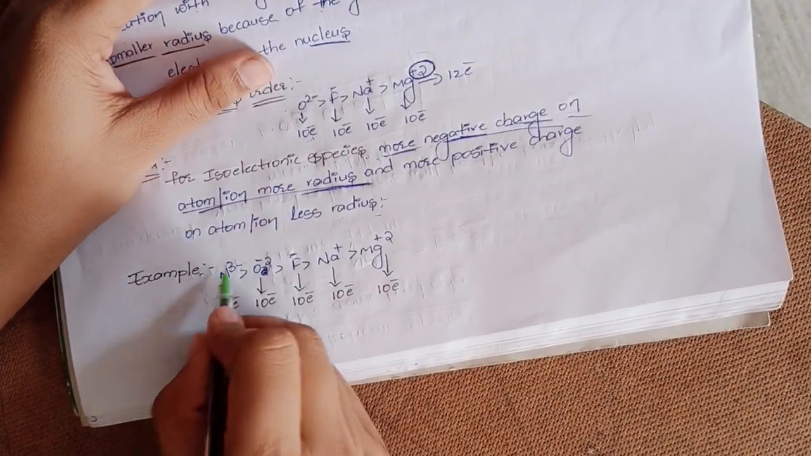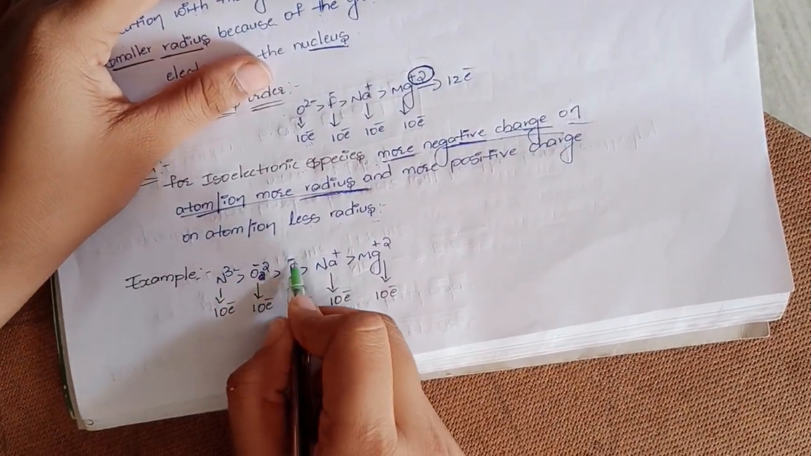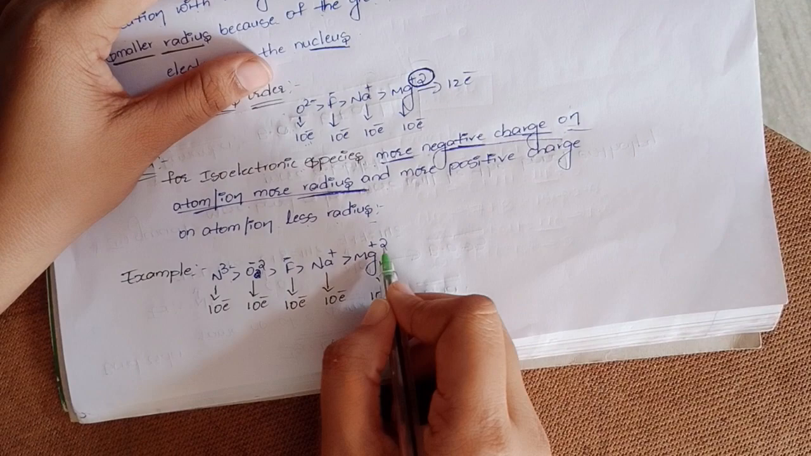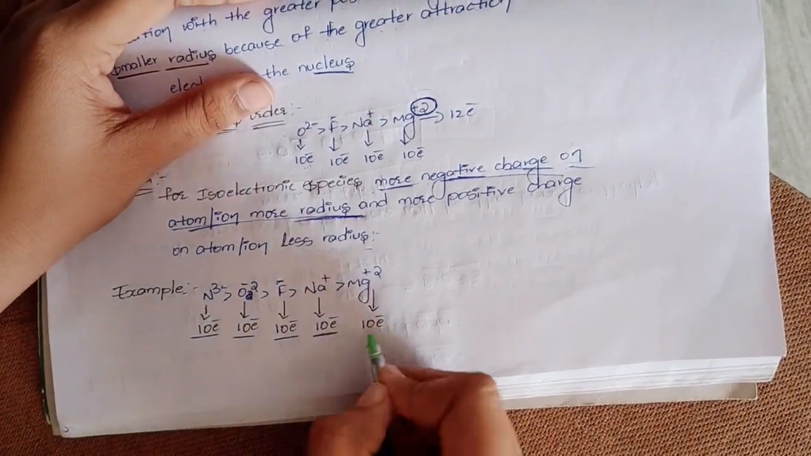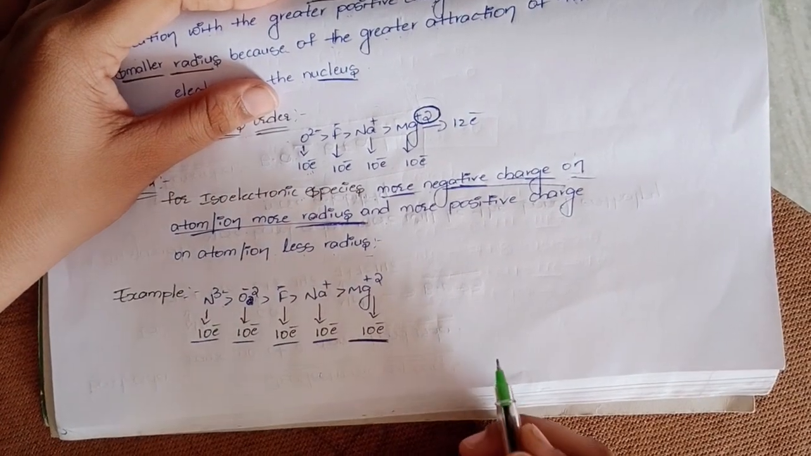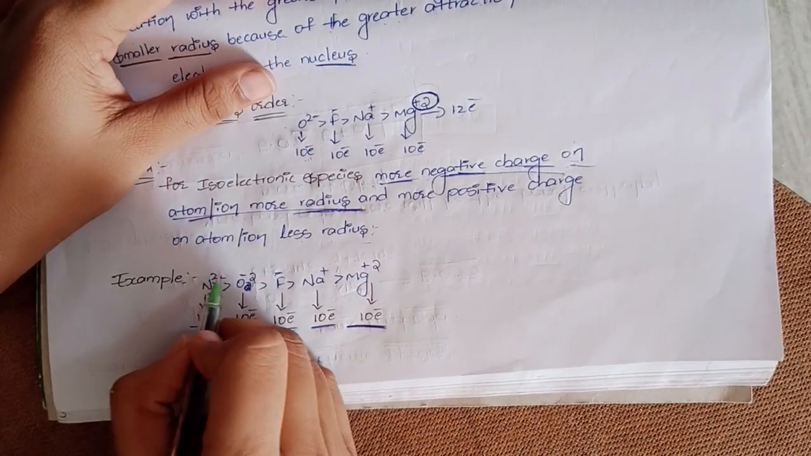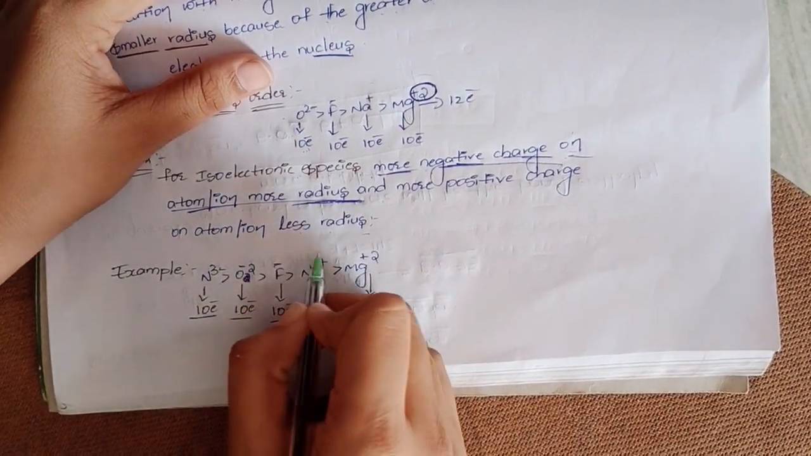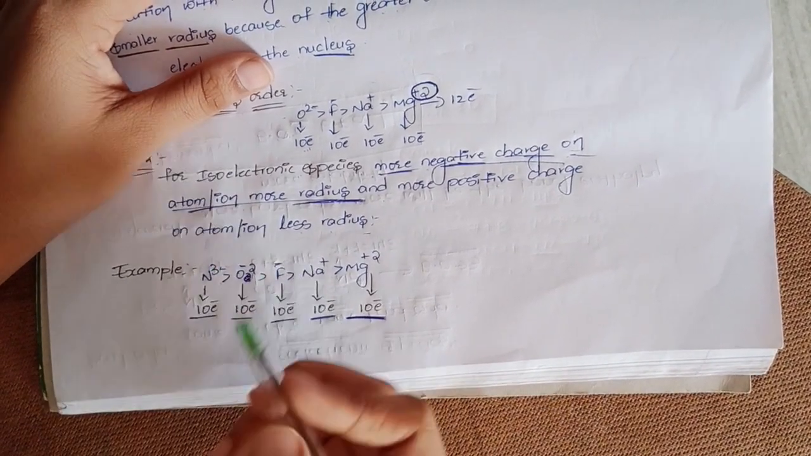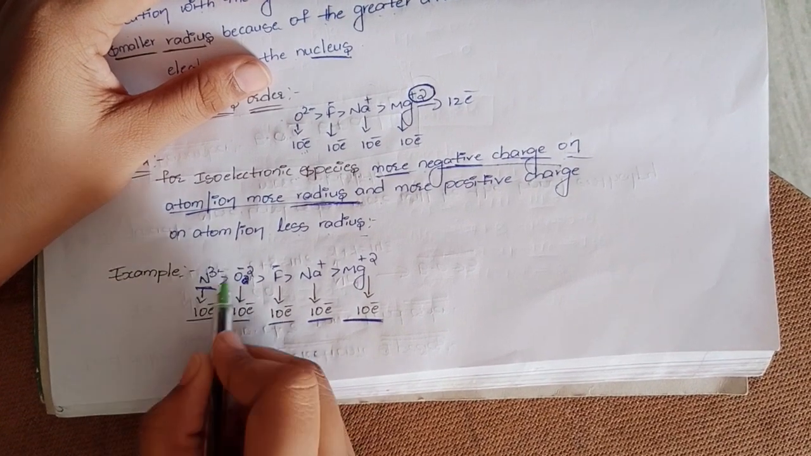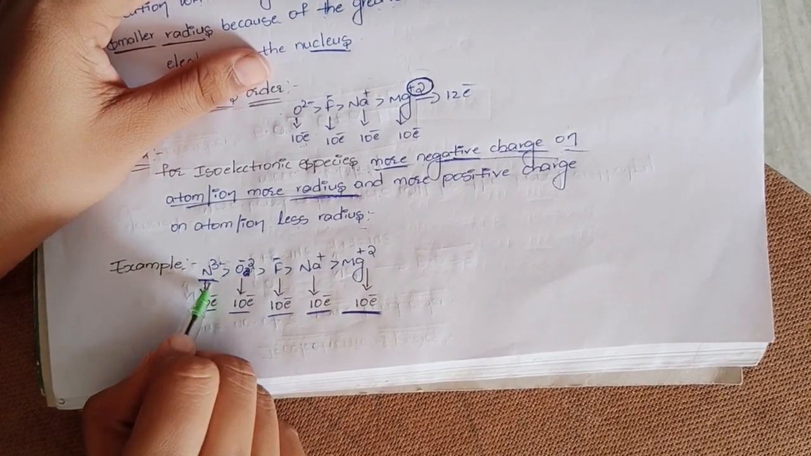See here, N3 minus, O2 minus, F minus, Na plus, Mg plus 2. All these species have the same number of electrons, but see here, the charge differs. See here, the more negative charge, the more the atomic radius. More negative charge, more will be the atomic radius.